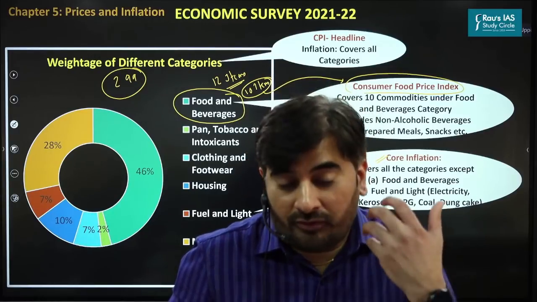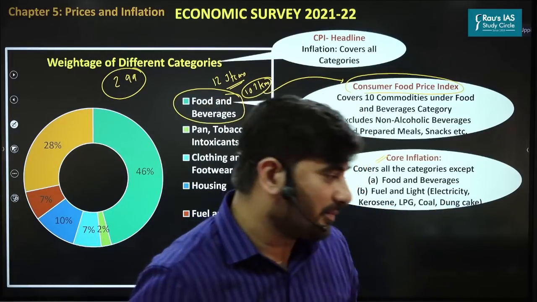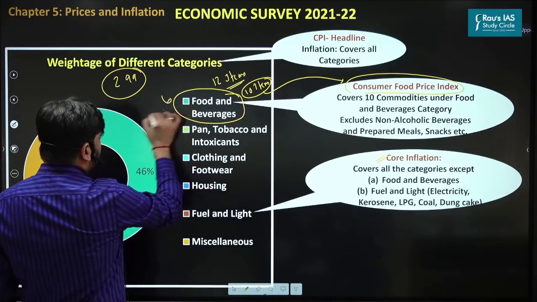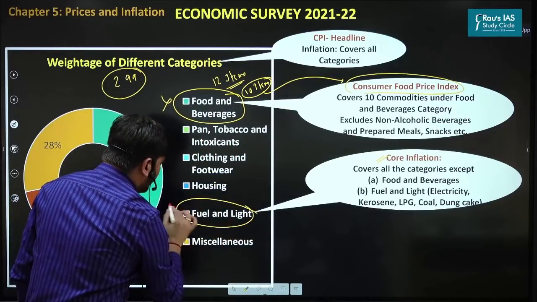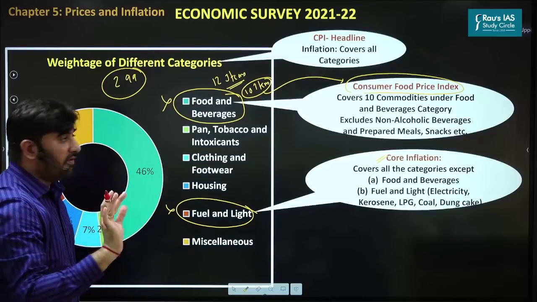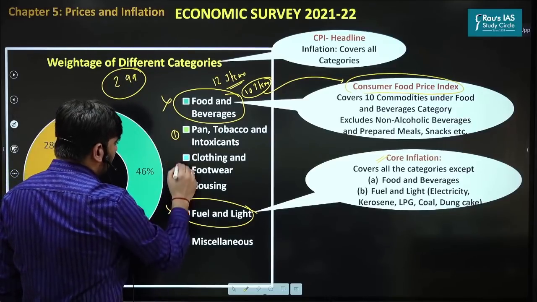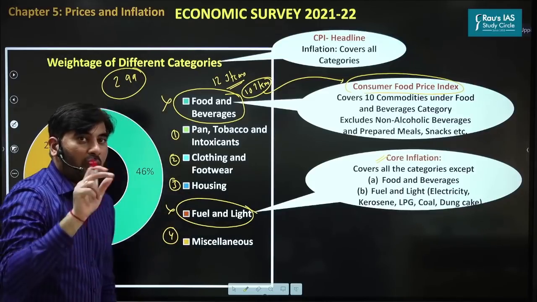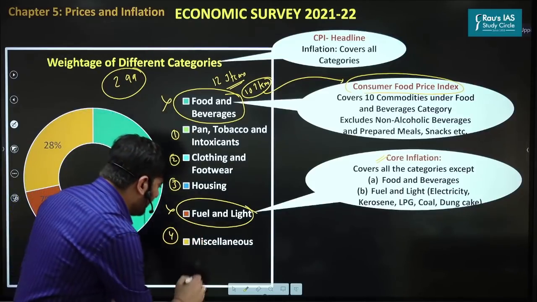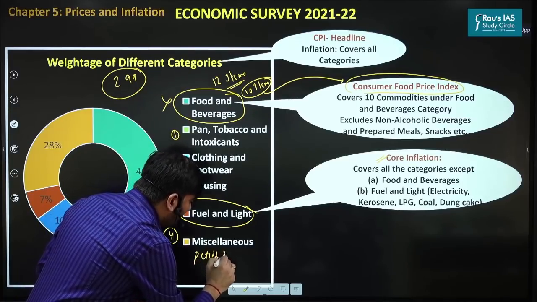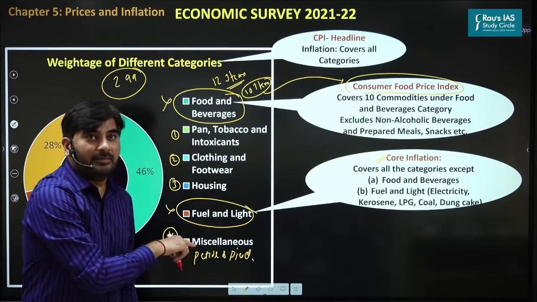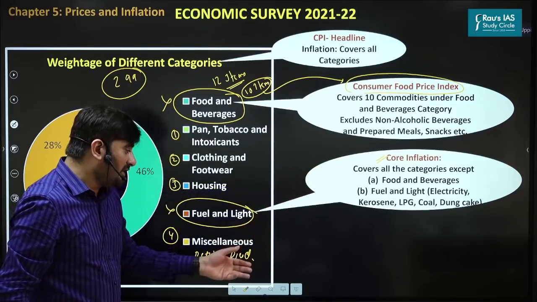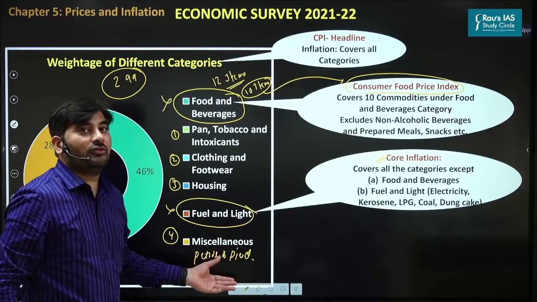But how do we measure core inflation in India? Let's understand that. In case of core inflation, we exclude the food and beverages category, and we exclude fuel and light. These 2 categories we exclude. So we measure inflation in pan, tobacco and intoxicants, clothing and footwear, housing, and miscellaneous. Now the problem is within miscellaneous, even petrol and diesel are also included. Transportation part, right? So don't you think that when we are measuring core inflation, we are actually considering the inflation even in petrol and diesel also?